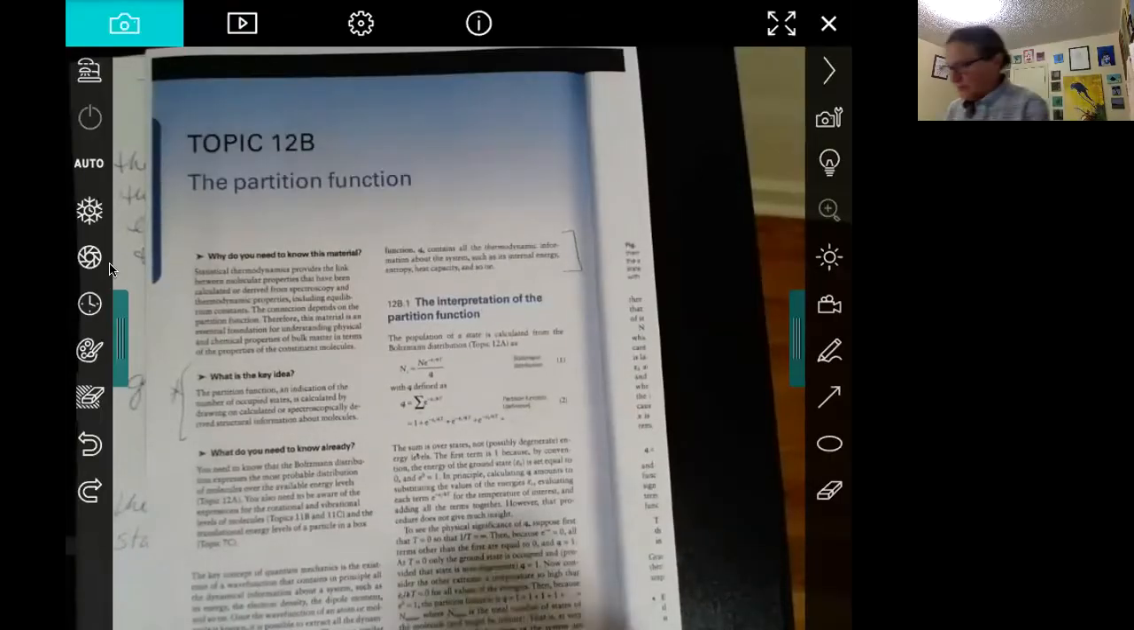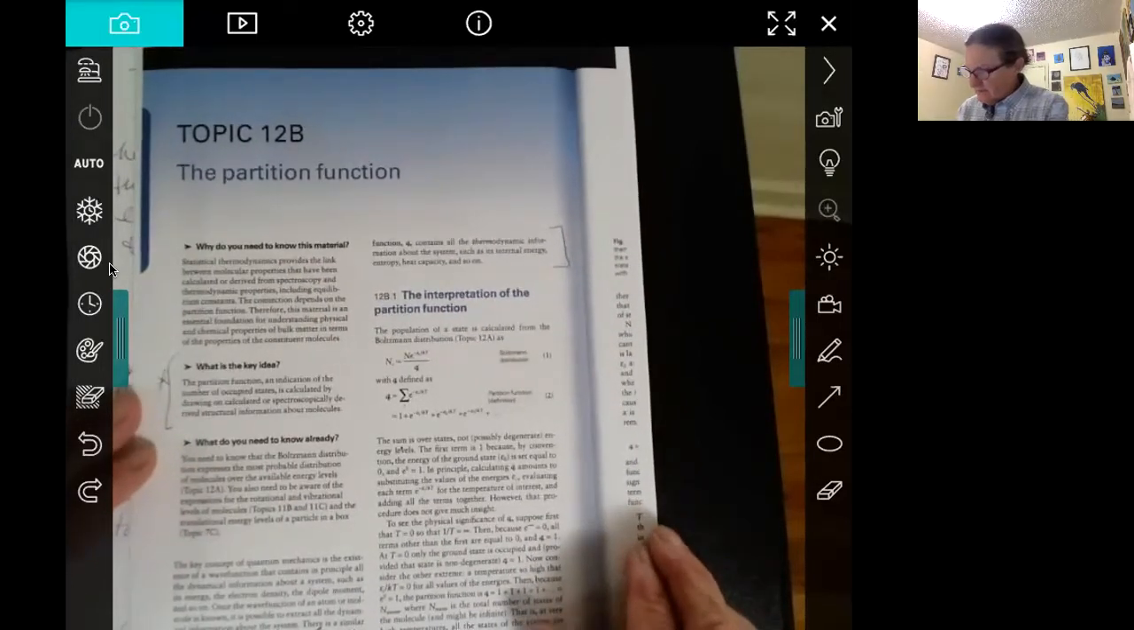Hi, we're going to continue talking about statistical thermodynamics, and we're going to go from the Boltzmann distribution, which we just talked about, to a better understanding of what the partition function is. So this is topic B. Okay, so the partition function.